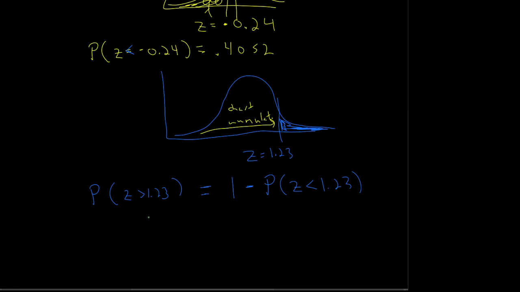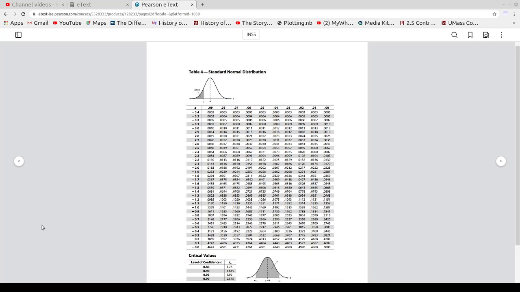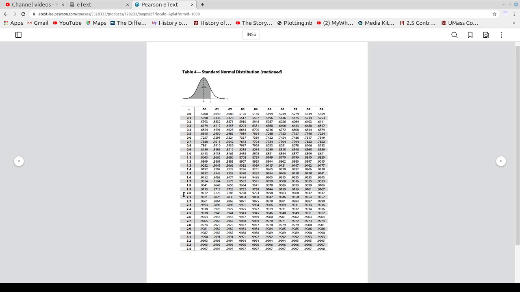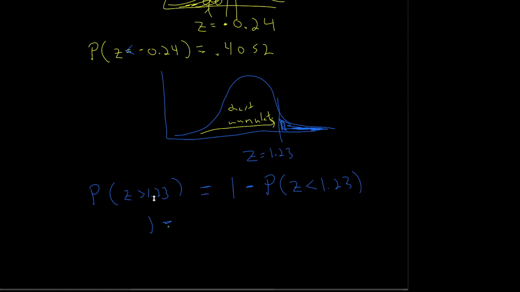Well, what does this mean for us? Well, I do 1 minus, and then I come back to my table. Let me see if I can switch over to my table here. And I'm going to pull up the table for 1.23. So I go to 1.2, which is this white line here, and over to 3. 0.8907. So that probability in there is 0.8907, or 1 minus 0.8907.